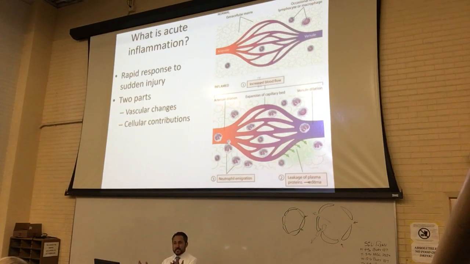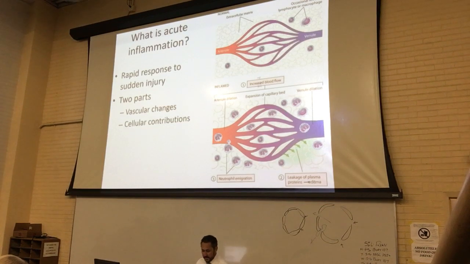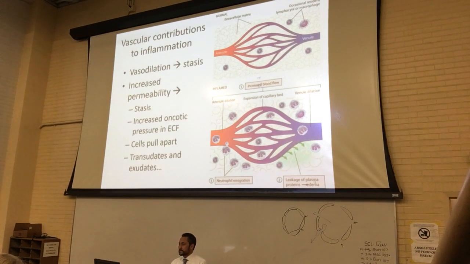Does this make sense? This concept makes sense? So this vasodilation response is actually really important because you want to get these critical cells out to the tissue to help repair the damage or the trauma that's happening outside of the vessel wall.